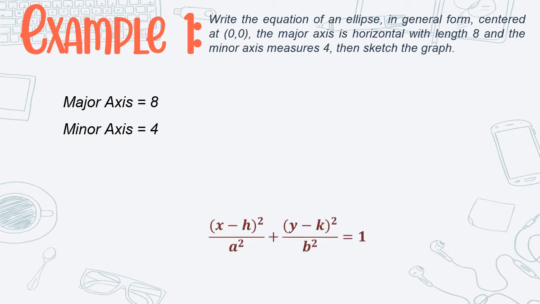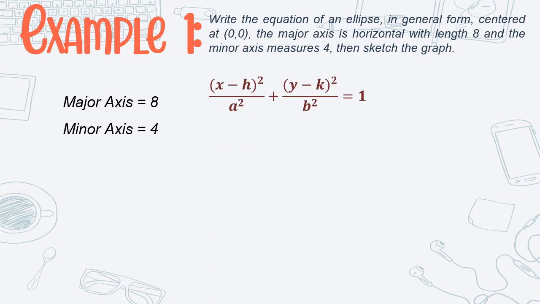Therefore, we are going to use (x minus h) squared all over a squared plus (y minus k) squared all over b squared is equal to 1, because the major axis is horizontal. So let's assume that our ellipse is horizontal. Now, since the major axis is equal to 8, the value of a, or the semi-major axis, is equal to 4. Again, a is half of the major axis, which is 4.